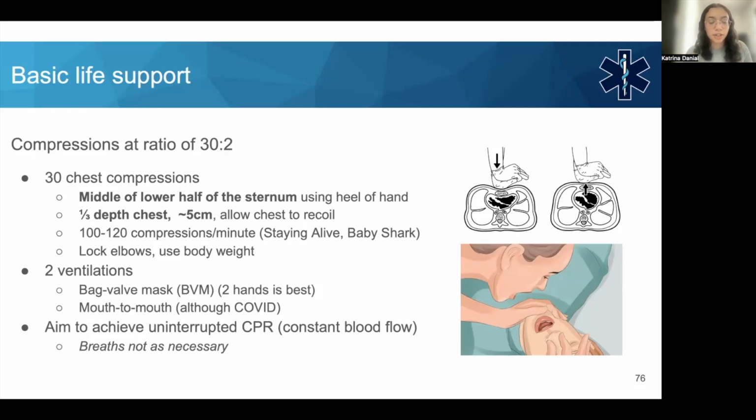Ideally, you want to have uninterrupted CPR. So if you're in a simulation with other people and somebody is getting tired, you want to have somebody to swap out with you, and you want to minimize the time in between the compressions. So somebody should go straight into compressions if you're finishing up.